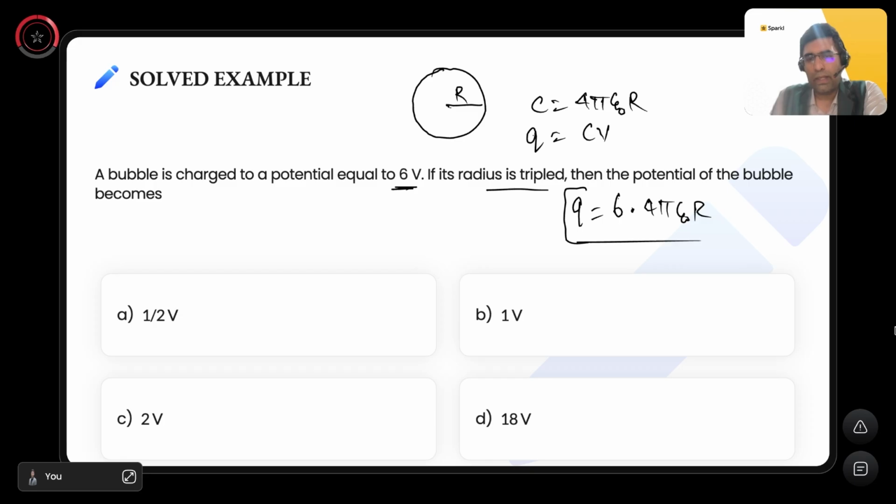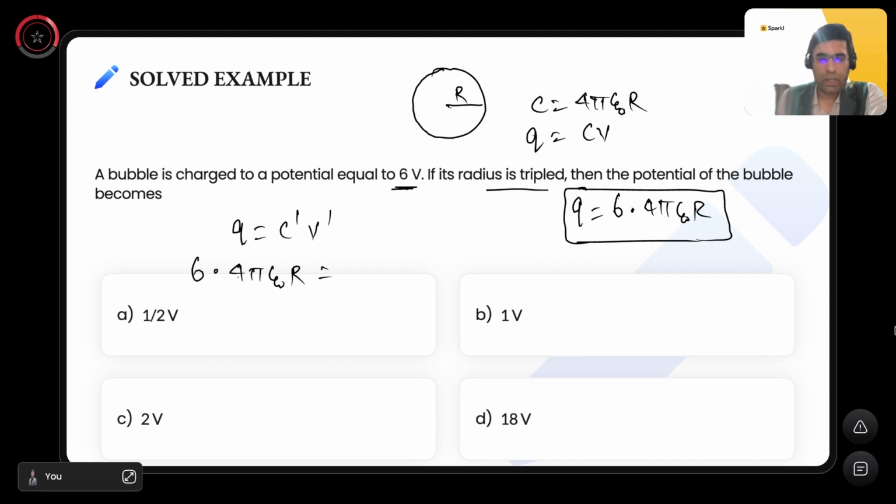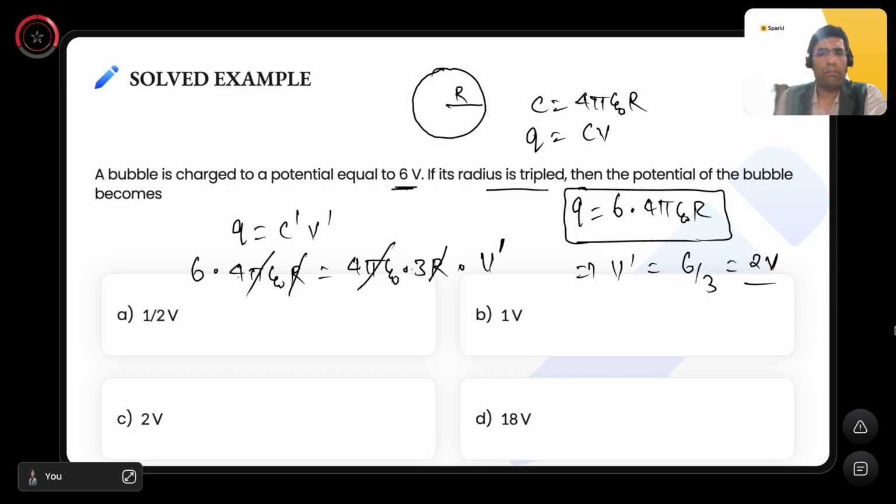Now, when we make any change, this charge will remain the same. Now, the radius is tripled. So let's triple the radius again and apply the same formula. q will be equal to C dash into V dash. So the charge will remain the same, 6 into 4 pi epsilon naught r. The new capacitance will be 4 pi epsilon naught into 3r, into the new potential V dash. So 4 pi epsilon naught and 4 pi epsilon naught get cancelled. r and r get cancelled. Now V dash will become 6 upon 3, and it will become 2 volt. All right. So this is a simple question.